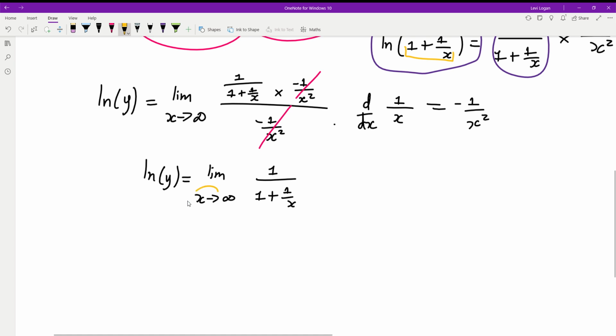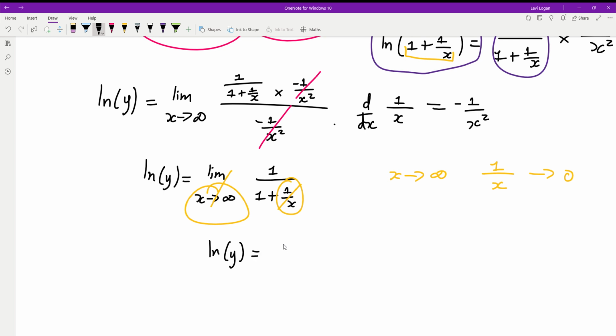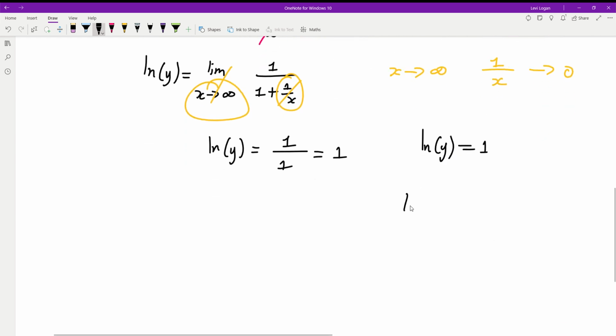Now, as x goes to infinity, this term here is going to approach a very small value. As x goes to infinity, 1 on x approaches 0, because you have 1 over 2, 1 over 4,000, 1 over infinity is basically 0. So we can apply the limit and get rid of that term. Hence we get natural log of y is equal to 1 on 1, which is 1. So therefore ln of y equals 1. Now ln was log base e, so log base e of y equals 1. We can rearrange this and go y is equal to e to the power of 1, which is just e.